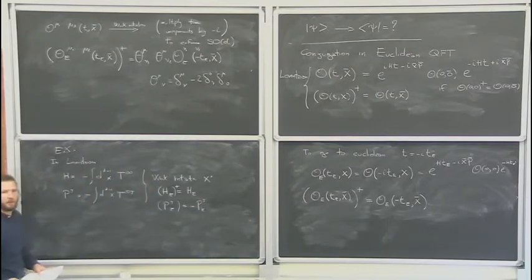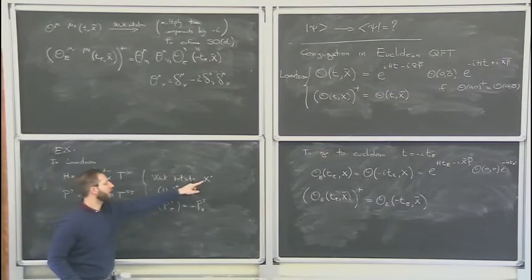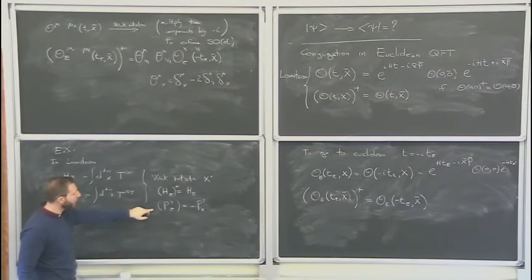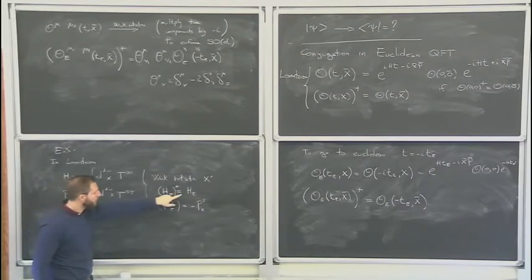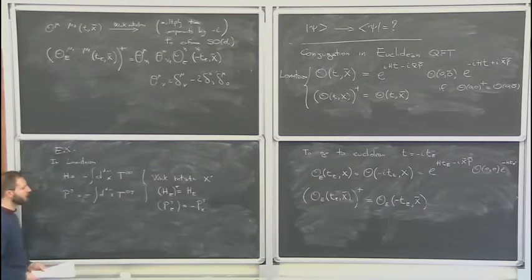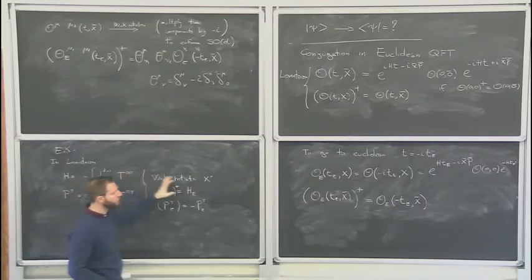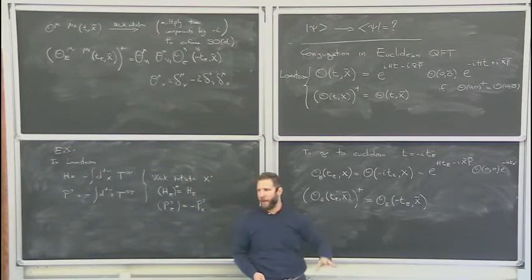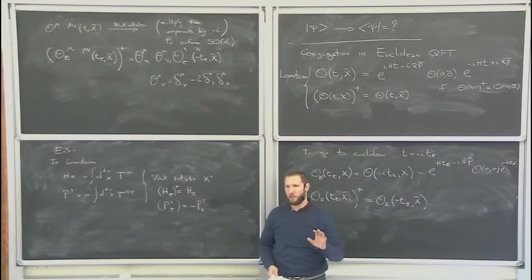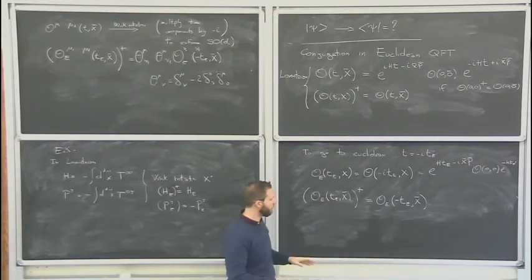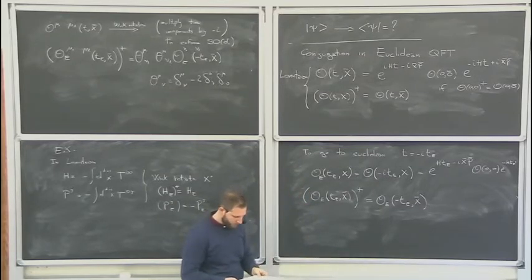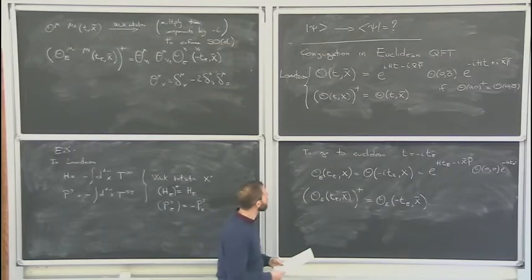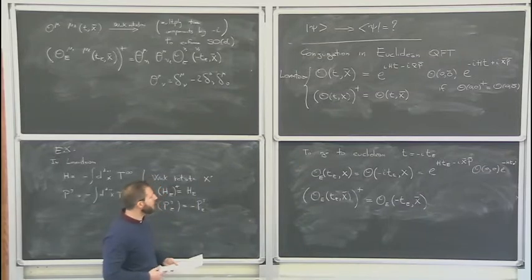But if instead you decide to Wick rotate some other component, let's say x1, then you would end up with p1 to be Hermitian and the Hamiltonian to be anti-Hermitian, for instance. Okay, so the conjugation property of fields depends on the quantization that you are using. This is very important.